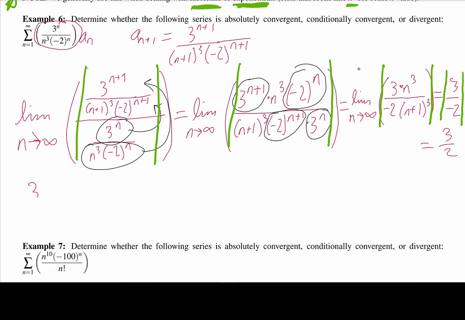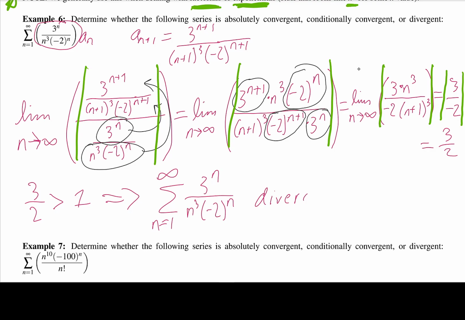Well, what's important to notice is that 3/2 is greater than 1, which means that our original sum from n equals 1 to infinity of 3 to the n over n cubed times negative 2 to the n, right? That means that this diverges by the ratio test, which I'm going to abbreviate as RT, which does not mean retweet.